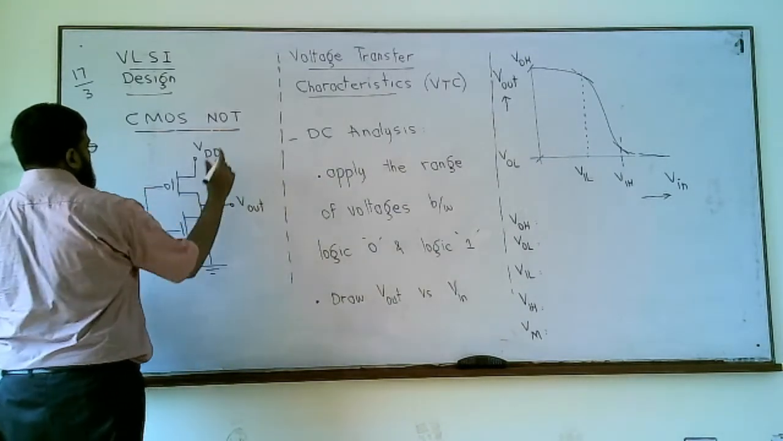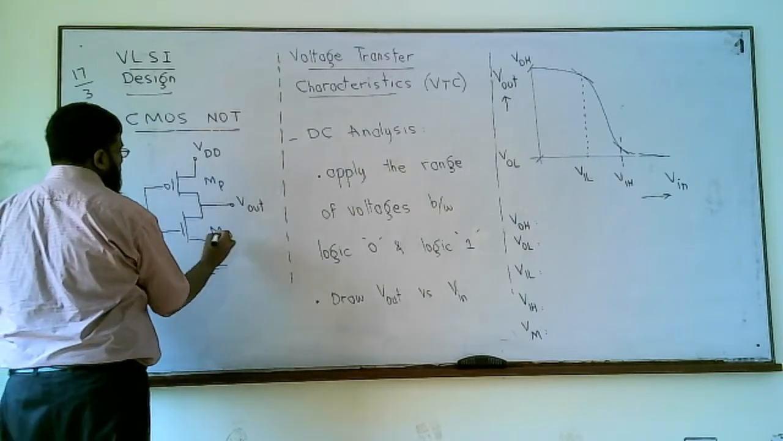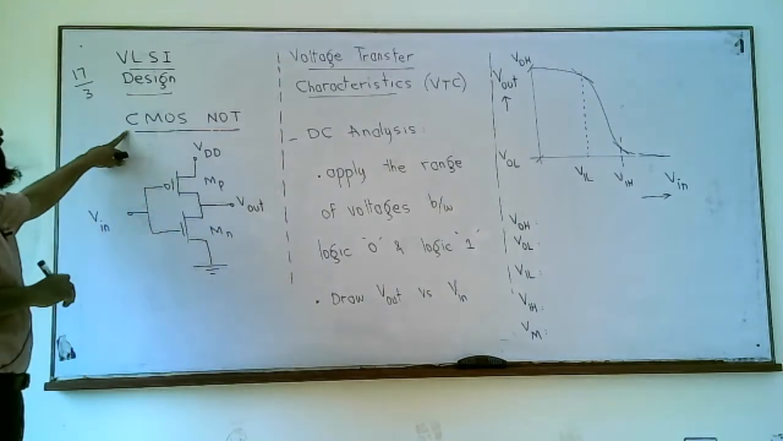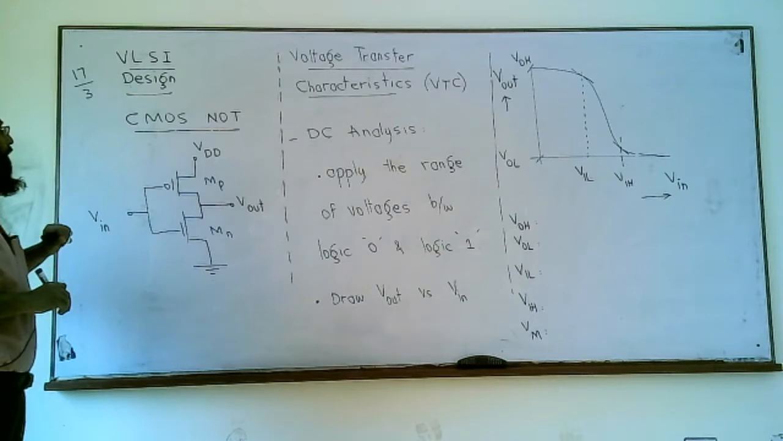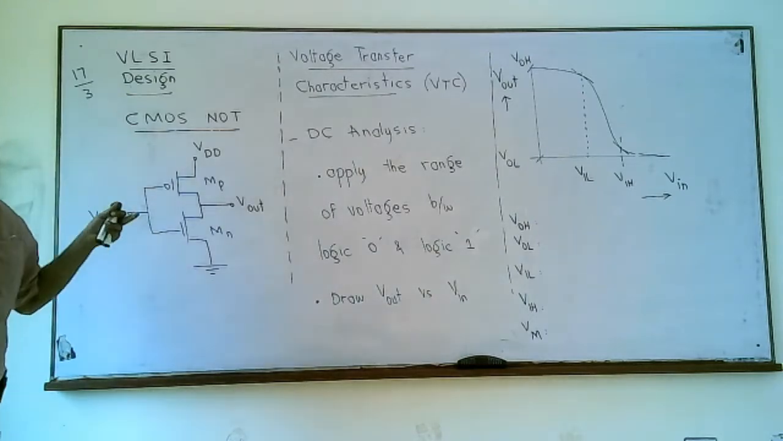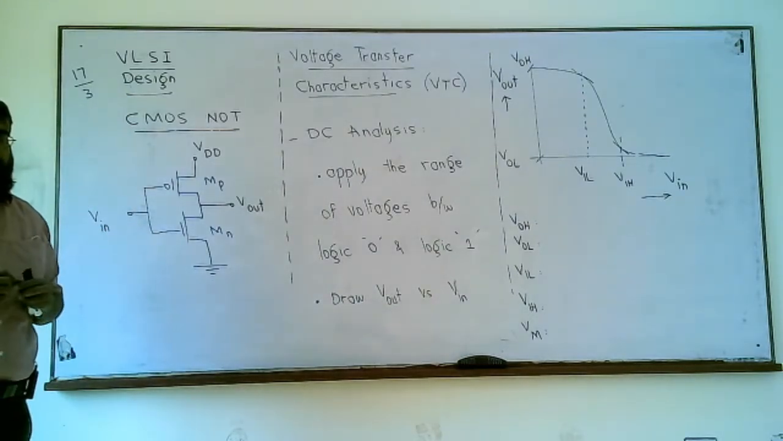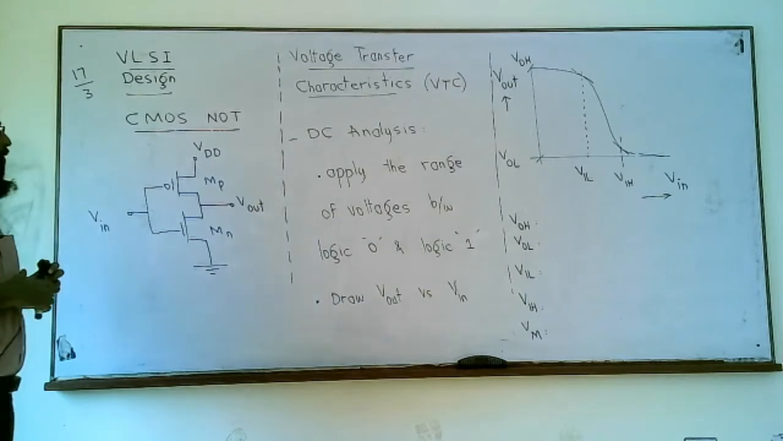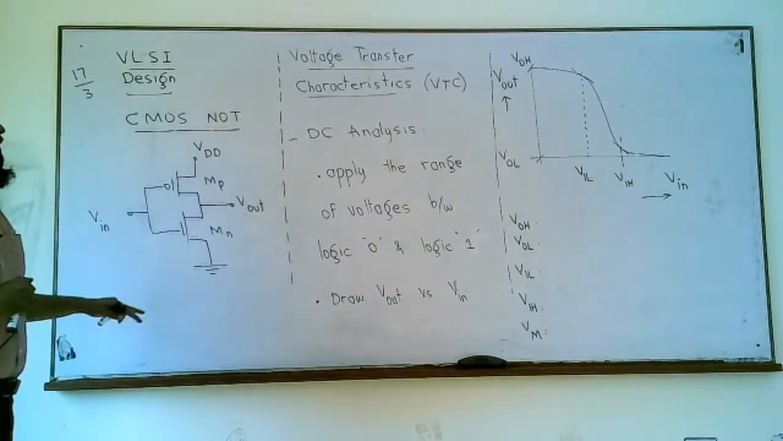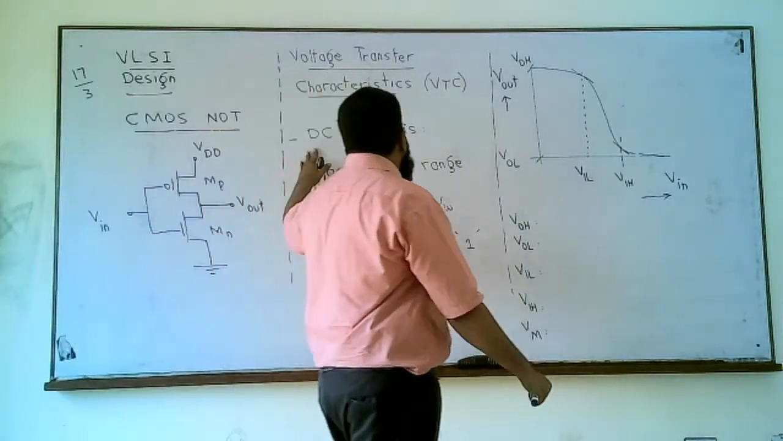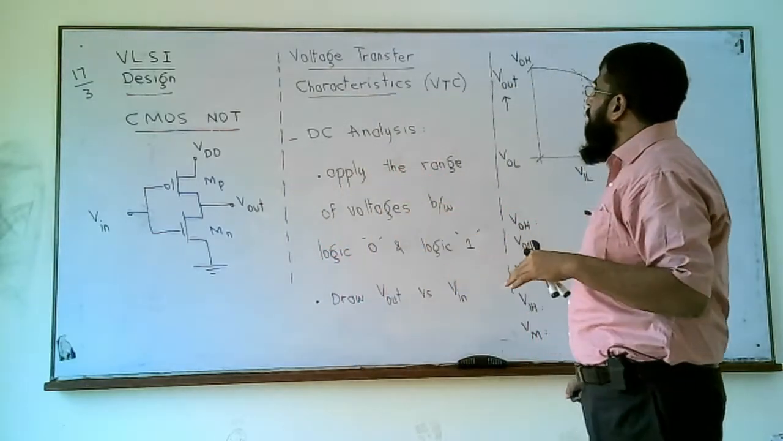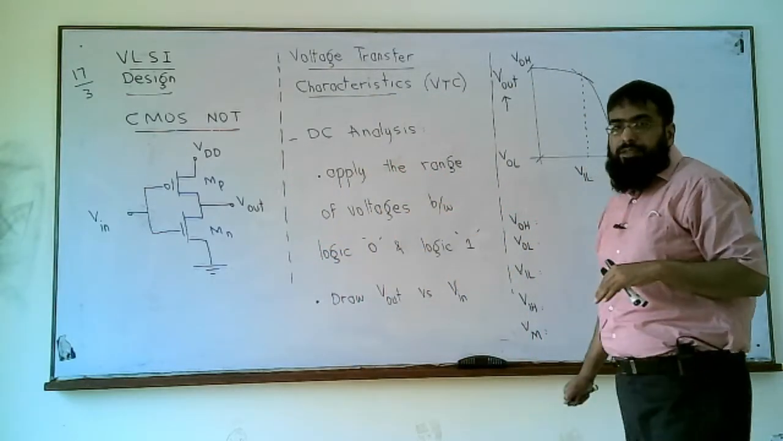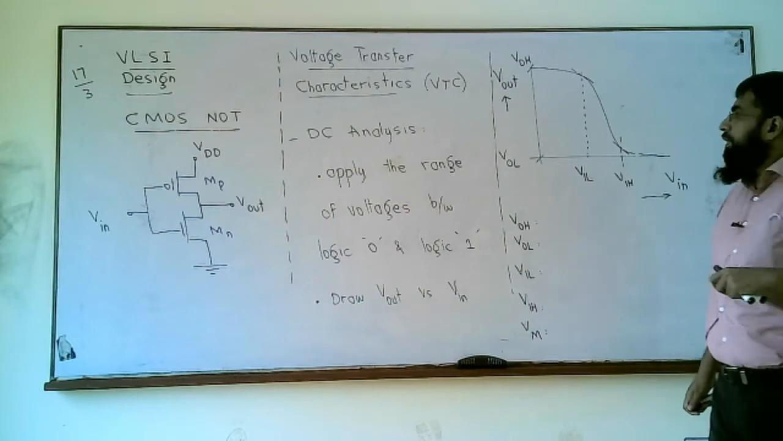this CMOS NOT is perhaps the simplest circuit that we can implement using the CMOS technique. And using the CMOS technique, we can implement any given Boolean expression with equal number of PMOS and NMOS transistors. Right. In this lecture, we're going to study the voltage transfer characteristics (VTC) of a CMOS NOT.